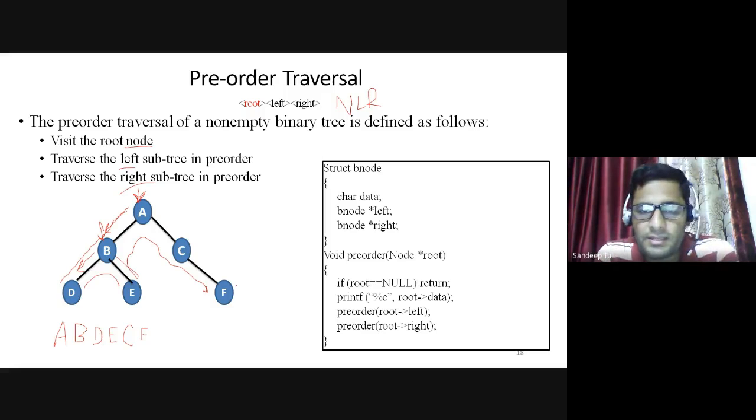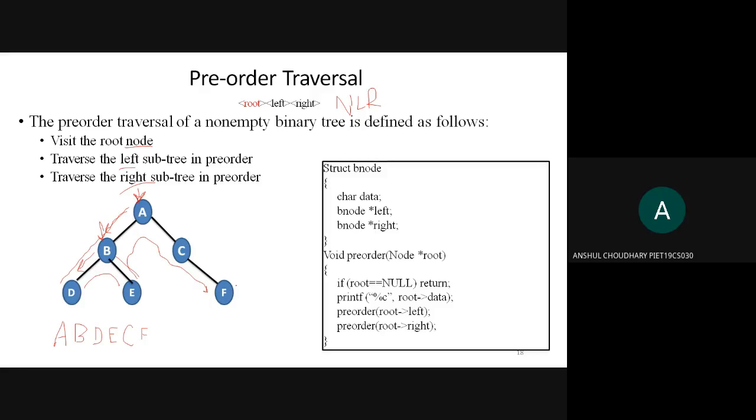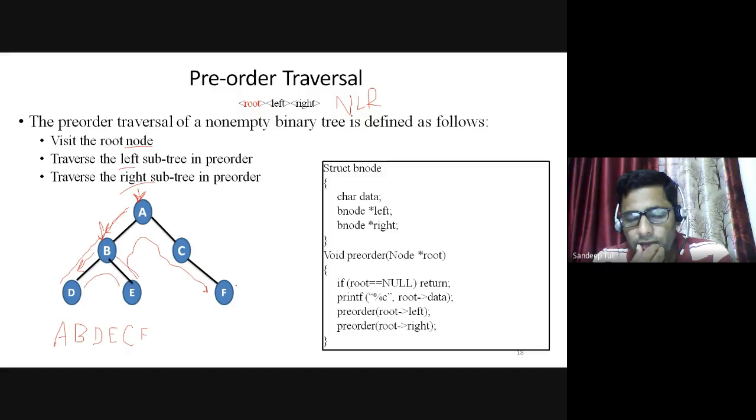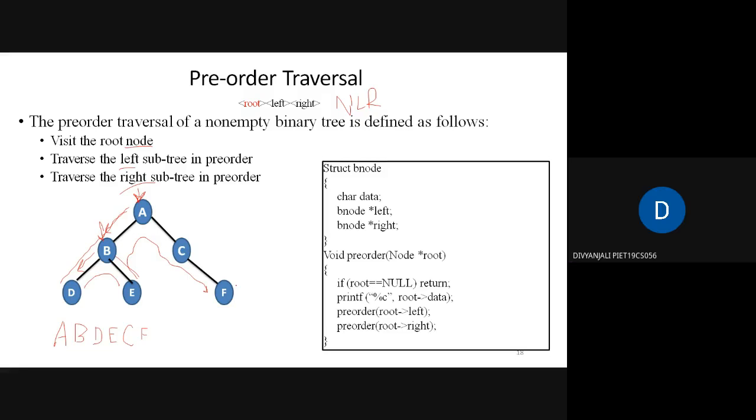That node we have declared as struct BNode. BNode is a binary node. Character data we have taken because it is A, B, C. So BNode left and BNode right. What does it mean? Left and right pointers. Good. And I have also used a function, the pre-order function, in which we are passing the root node. If the root node is null, what does it mean? There is no tree. Very good.